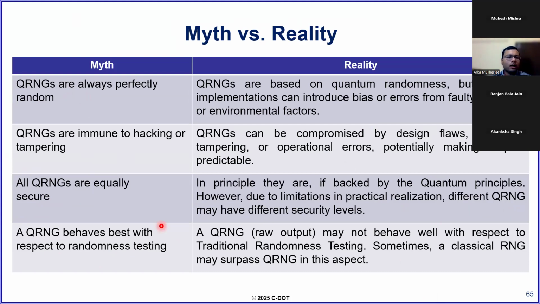So in our actual process, there may be some errors. So this QRNG may not always be very perfect. Then, QRNGs are immune to hacking or tampering. So it is again the physical process you cannot hack or tamper, but after getting those physical phenomena, we are actually processing those data. So this process may have some backdoors that can make the system vulnerable.